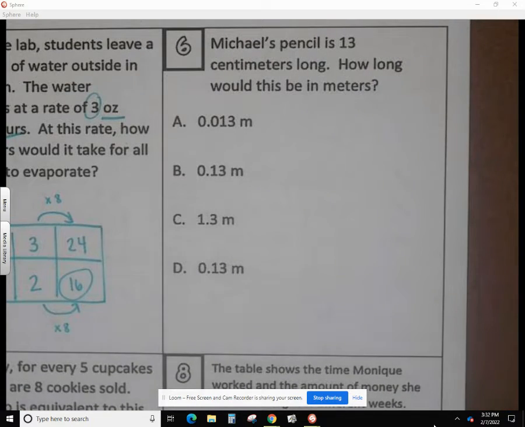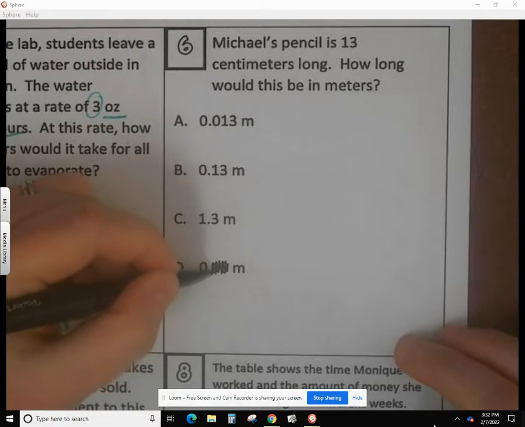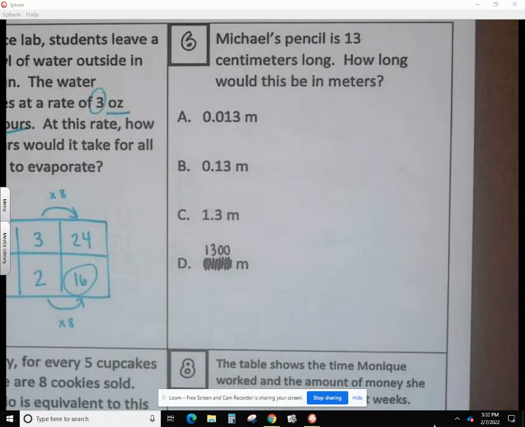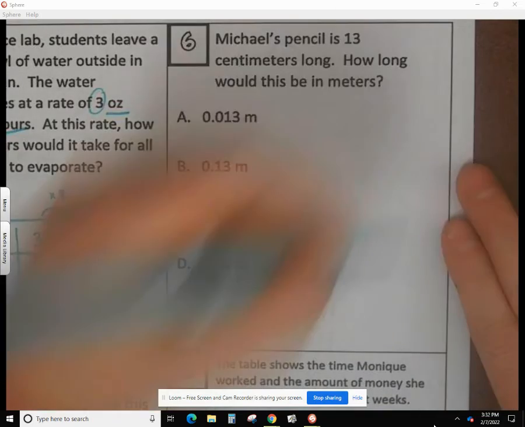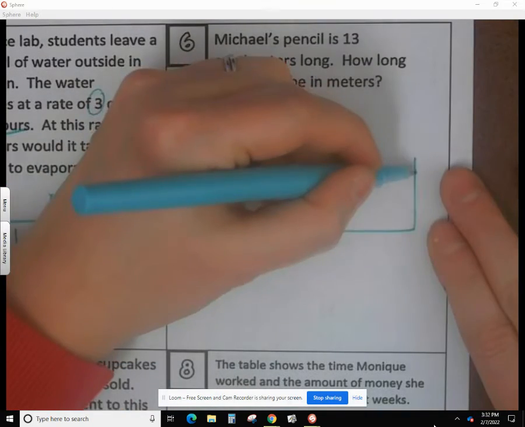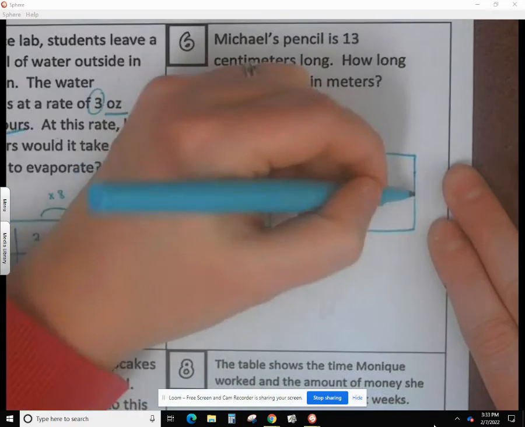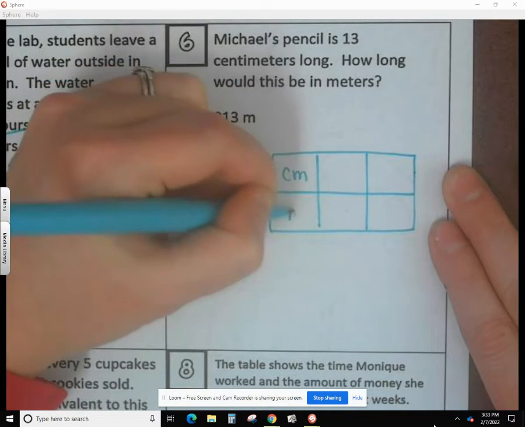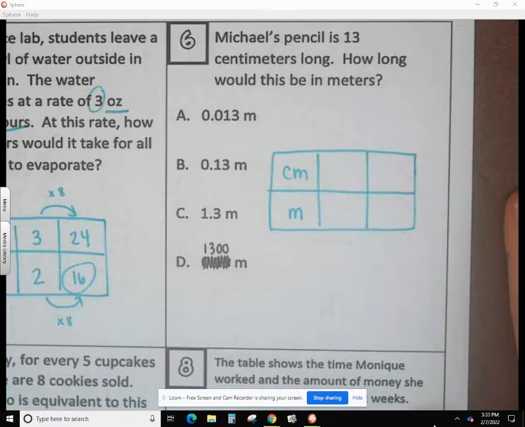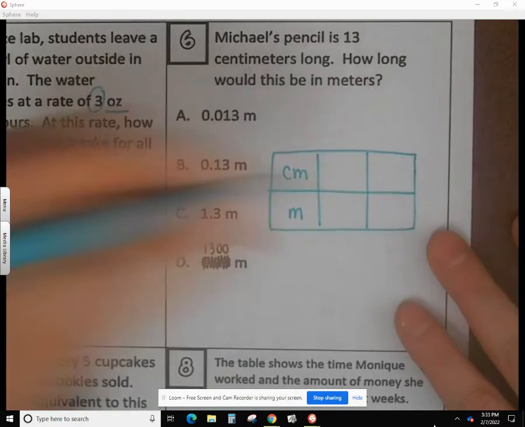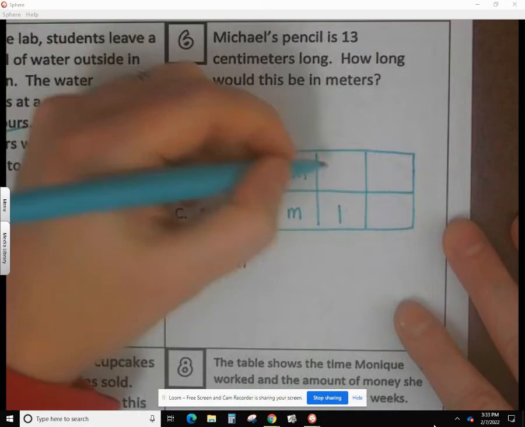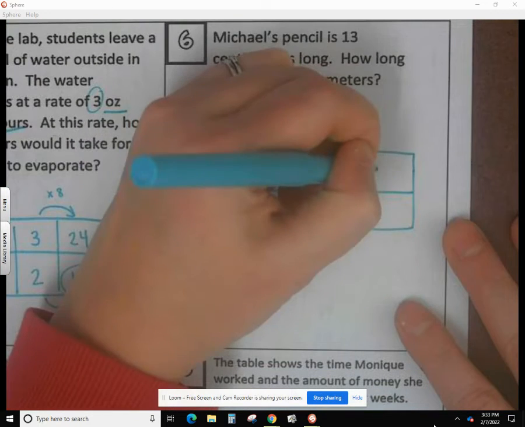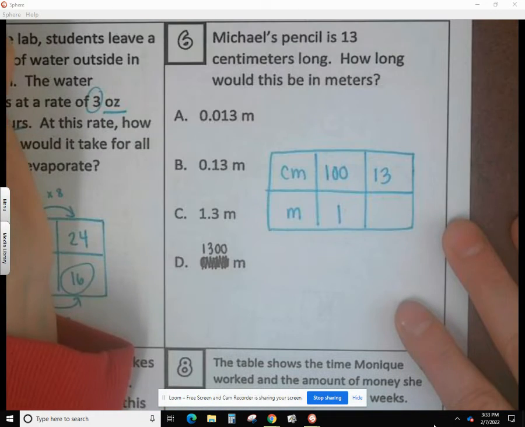Okay, this problem had a typo, so this was supposed to say 1,300 meters. This is measurement conversion, so we can use the box for that. And it's about centimeters and meters. So you would first go to your chart and look for the conversion rate, and the chart would tell you that 1 meter is equivalent to 100 centimeters. And then in the problem, it has 13 centimeters.